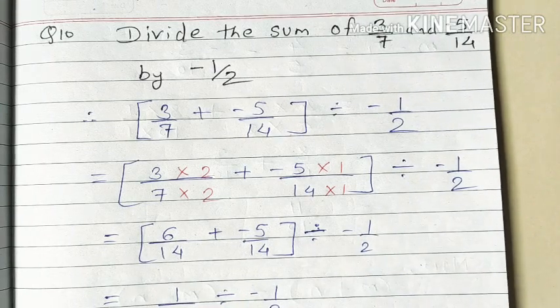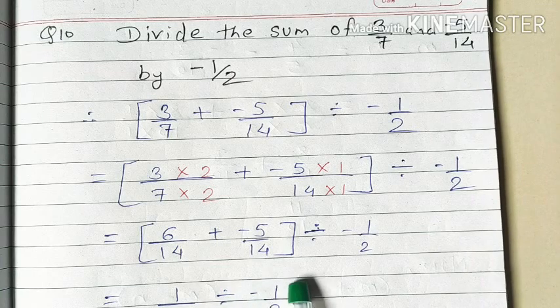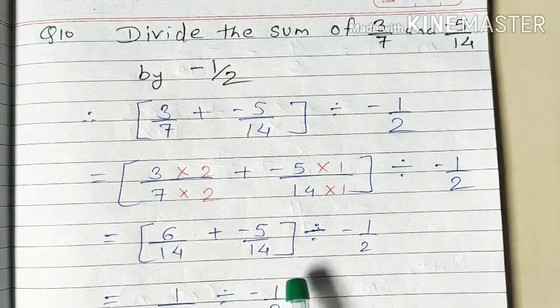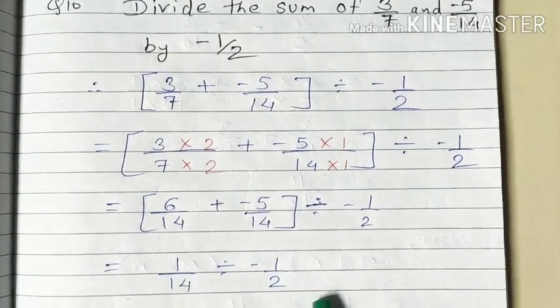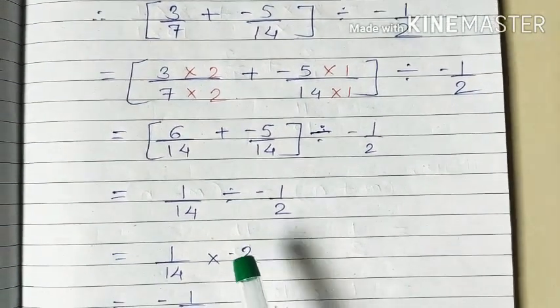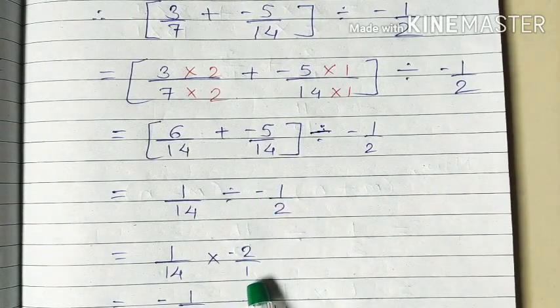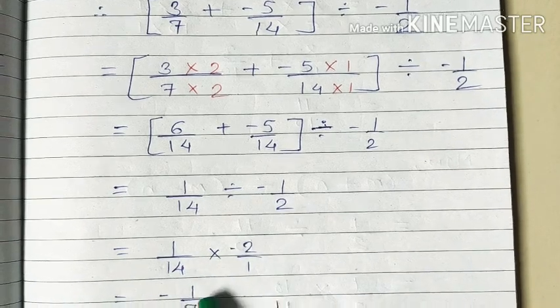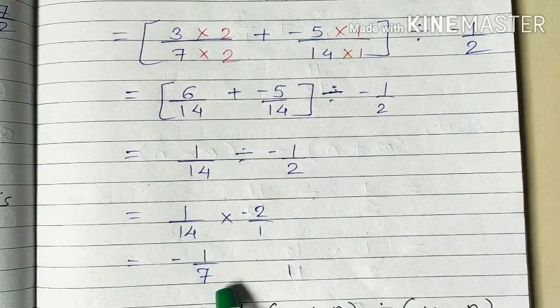Further, to make a division of these two, convert this division into multiplication and make a reciprocal of this. The reciprocal of 1/2 is 2/1. The minus sign remains the same. By making a reciprocal, it will be minus 2/1. 2 1s are 2, 2 7s are 14. So the final answer is minus 1/7.